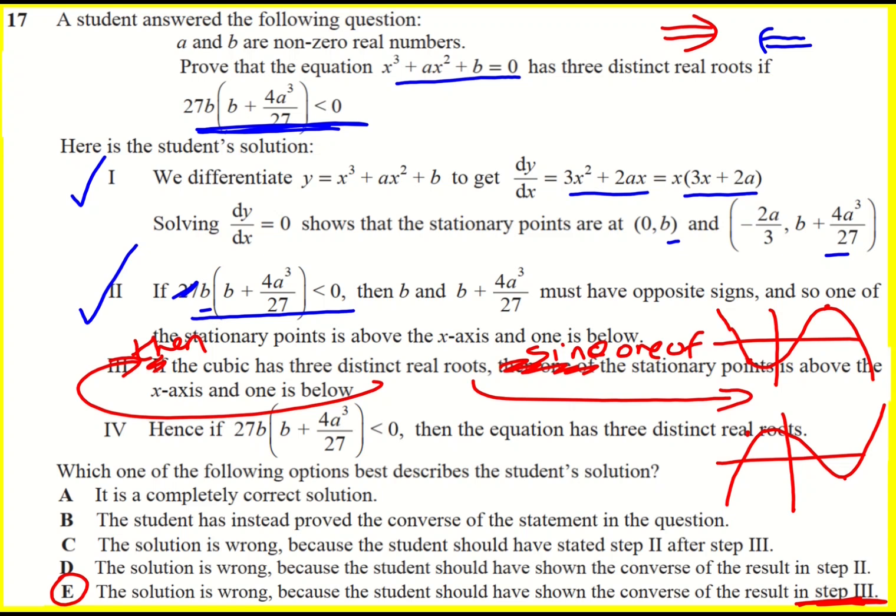Maybe we could use these diagrams to help them. Okay, and then if we finally look at part 4, hence, they just write in a conclusion, hence this is fine. So it's all about the converse. They've just mixed it up, and therefore they just need a slight adjustment, but they should have shown the converse to the result in step 3.